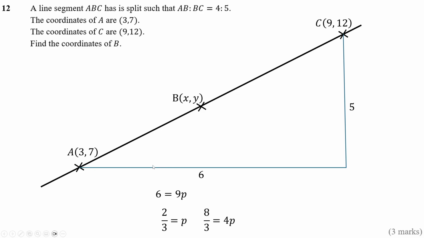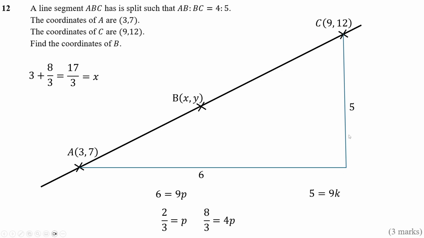to get to B. Okay, so we have got this coordinate here, 3, and then we're going to need to move to the right by 8 over 3. So we're doing 3 plus 8 over 3. This is going to be 17 over 3. I'm sure you can do that. Now we can say that equals our x value here. So that equals x. And then we'll do the same thing for this one.